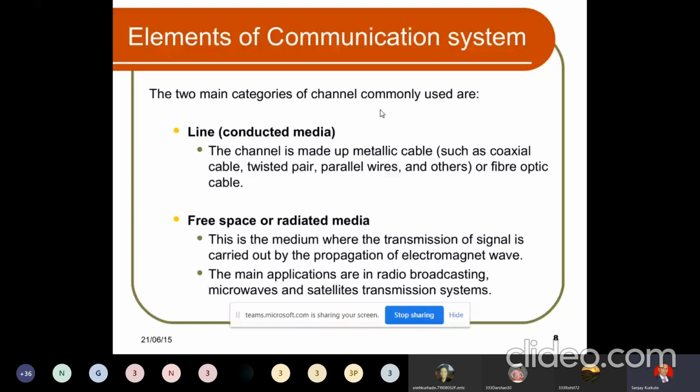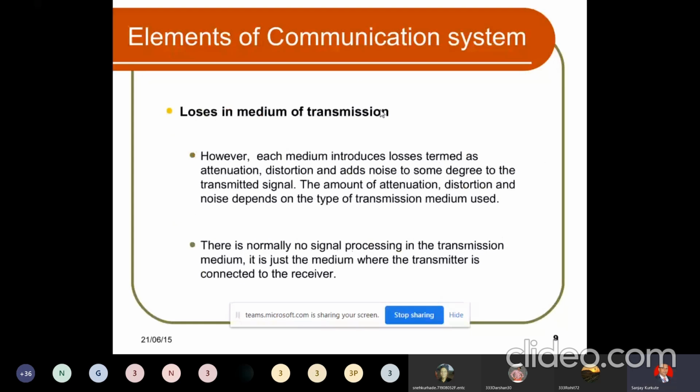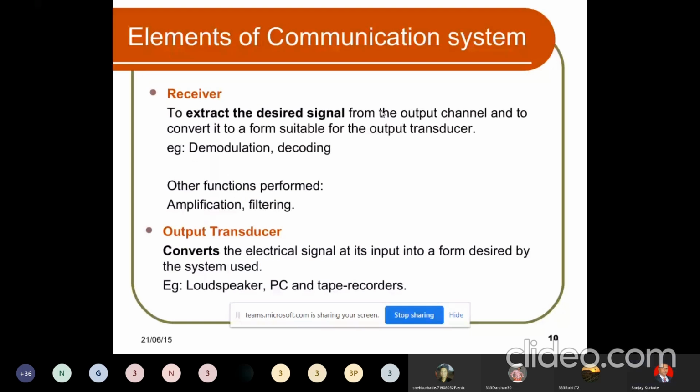Losses in the medium of transmission, we had a discussion about that: because of noise, interference, distortion, this type of thing. Attenuation, we have to think about all these parameters, from the transmitter point of view and from the receiver point of view, both sides. Then the next point is the receiver.